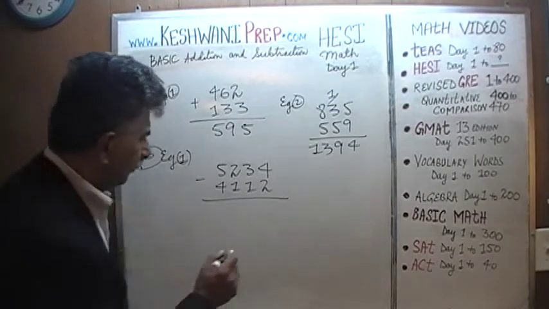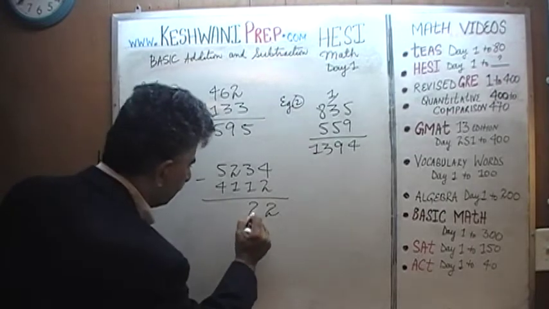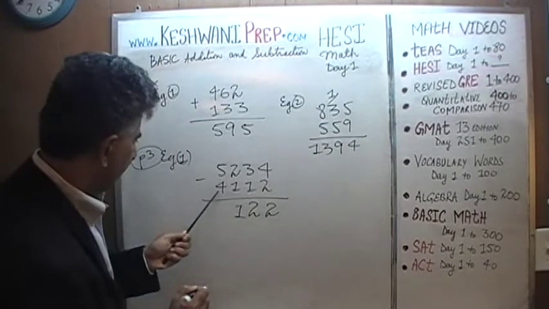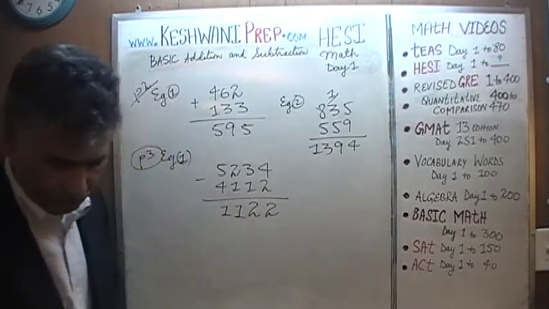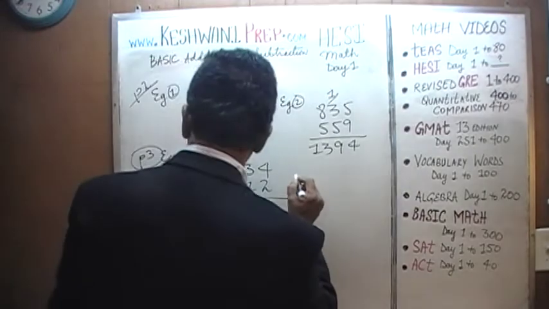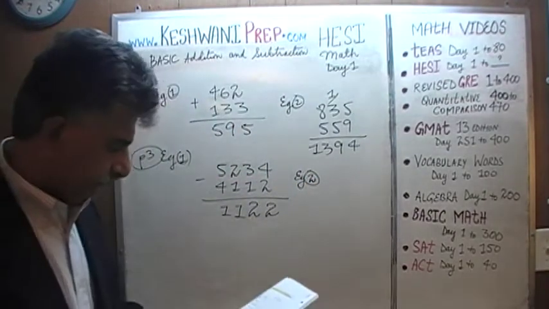4 minus 2 is 2. 3 minus 1 is 2. 2 minus 1 is 1, and 5 minus 4 is 1. Very simple, very straightforward. Nothing to it. Let's do the next one on the same page, example number 2, dealing with subtraction.